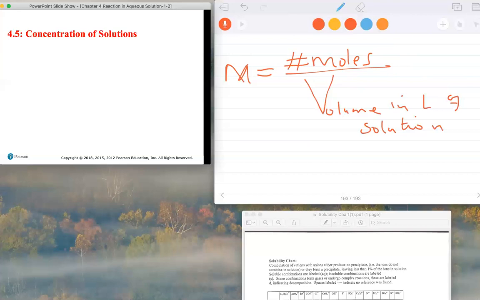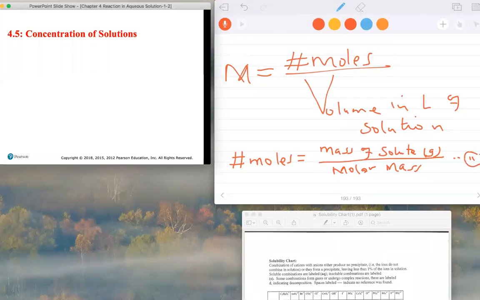You may not be given the number of moles, but you may use this equation to find the number of moles by itself first before you plug it in the equation. Number of moles can be obtained by taking the mass of solute in grams over molar mass. You may use this equation 3 here to find the top part. That's the number of moles.